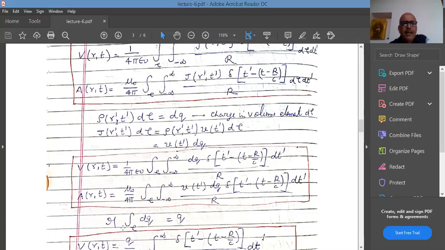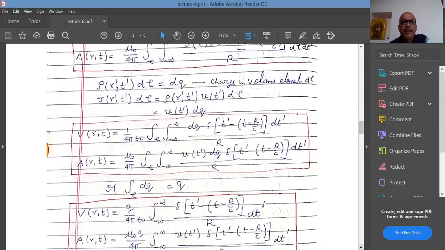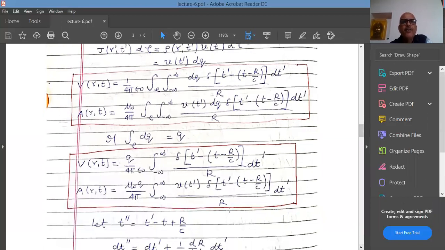Now look at this. If the integration over the whole volume of dq is the total charge contained by the volume element under consideration, then we can remove this integral of dq and write q, and then we are left with a time integral that we changed by using the Dirac delta function. So in this way, we can write down V(r,t): Q upon 4 pi epsilon 0, integral from minus infinity to plus infinity, and then the delta function of this quantity into dt dash divided by capital R here.